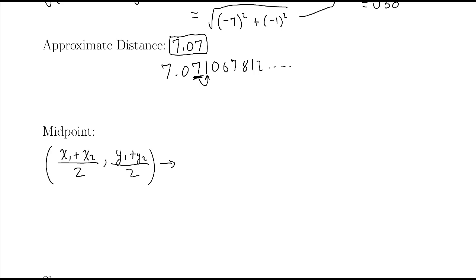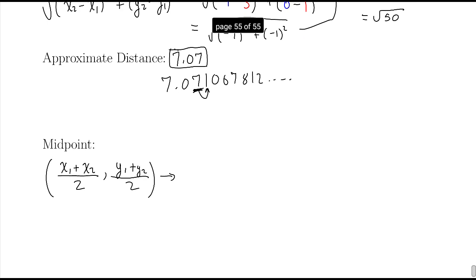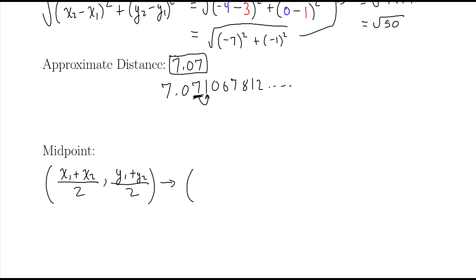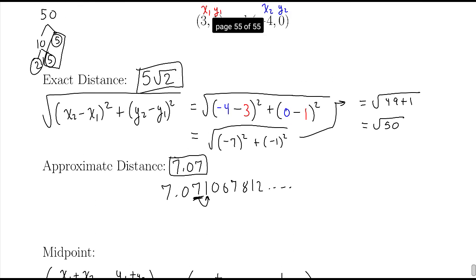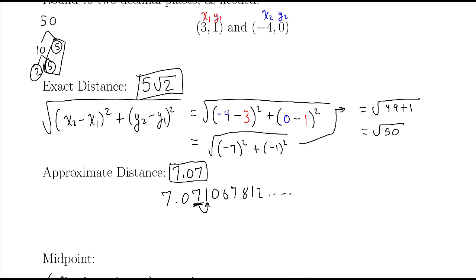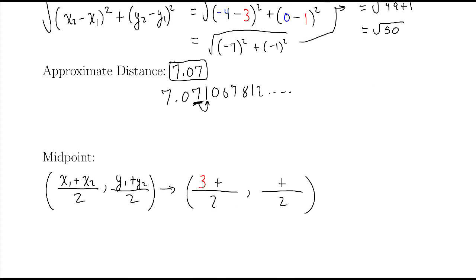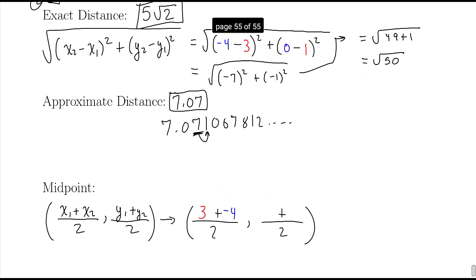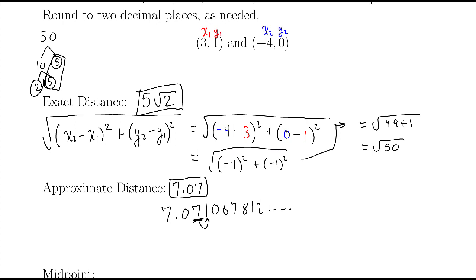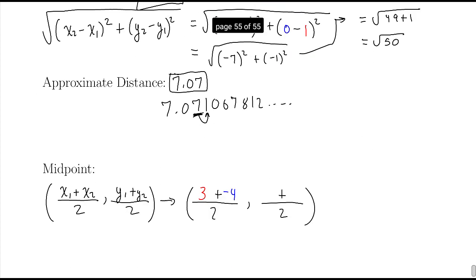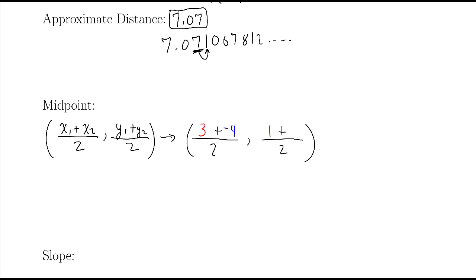Okay, so let's plug in our numbers. Let's see, I'm going to have to scroll up so I can see those numbers there. Let's just go ahead and set myself up here. Okay, so x1 plus x2. x1 is 3 and x2 is -4. So we're going to put 3 and -4. Now y1 plus y2. y1 is 1 and y2 is 0. So we're going to have 1 and 0.